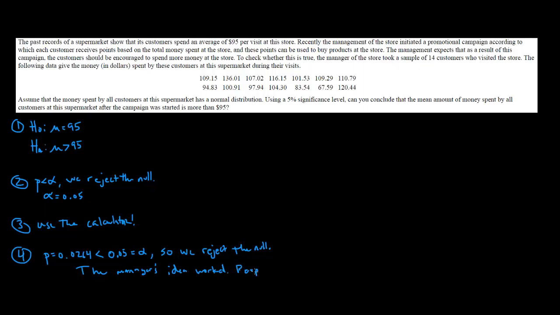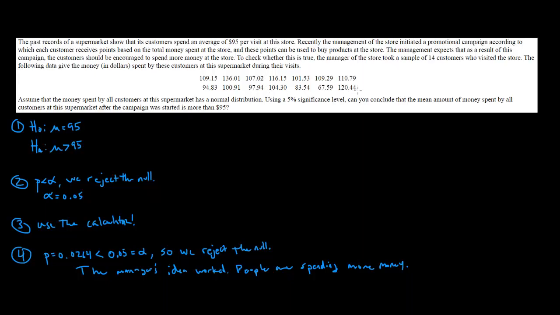People are spending more money. Okay? So there you go. That would have taken us a lot longer if we were doing by hand, because here would be the process. We have to find x bar, which is find the mean of all those. It's not hard, it just takes a little while.